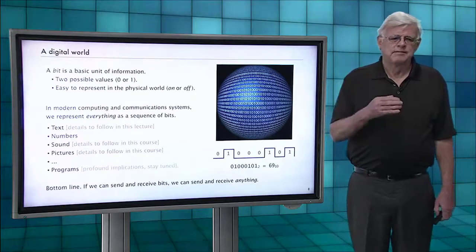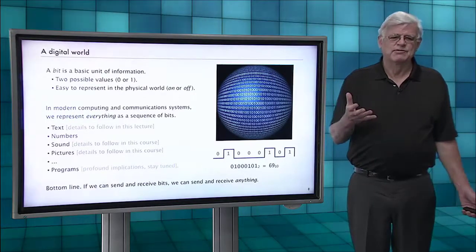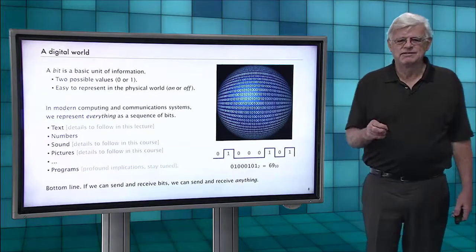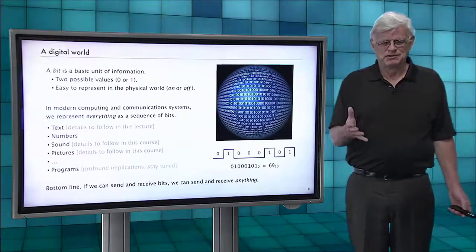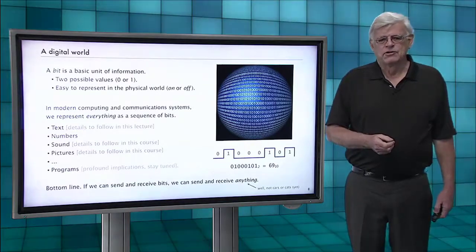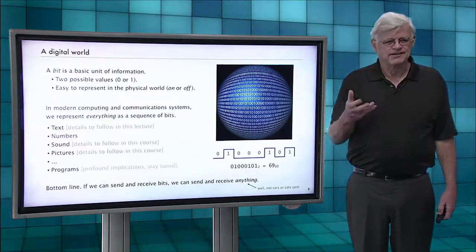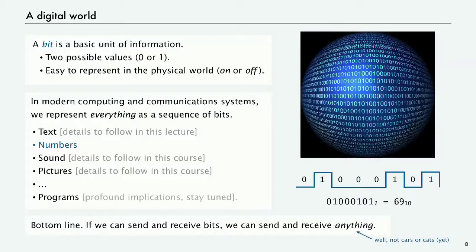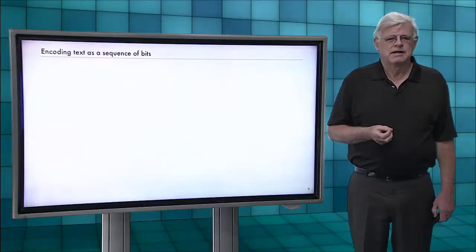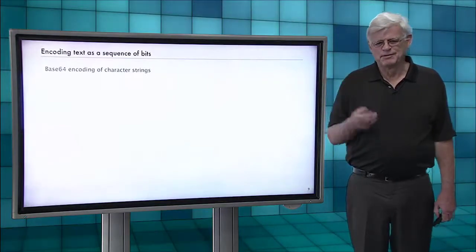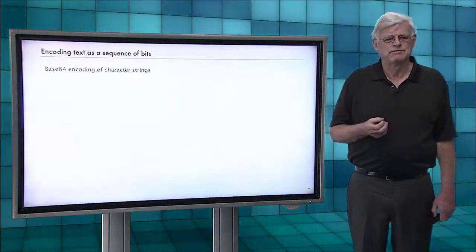So the bottom line, again, which is fairly easy to motivate nowadays, is that if we can send and receive bits, we can send and receive pretty much anything that we want to send nowadays. Okay, so, well, you can't send a cat or a car, at least not yet. Maybe Star Trek comes true, you could. Okay, so let's just worry about text now. So that's our application with messaging, say, on a phone.